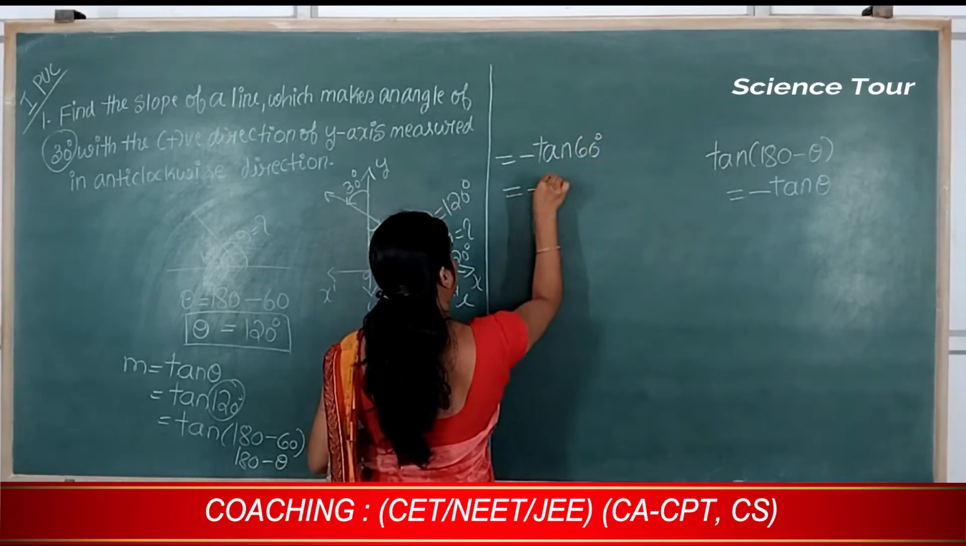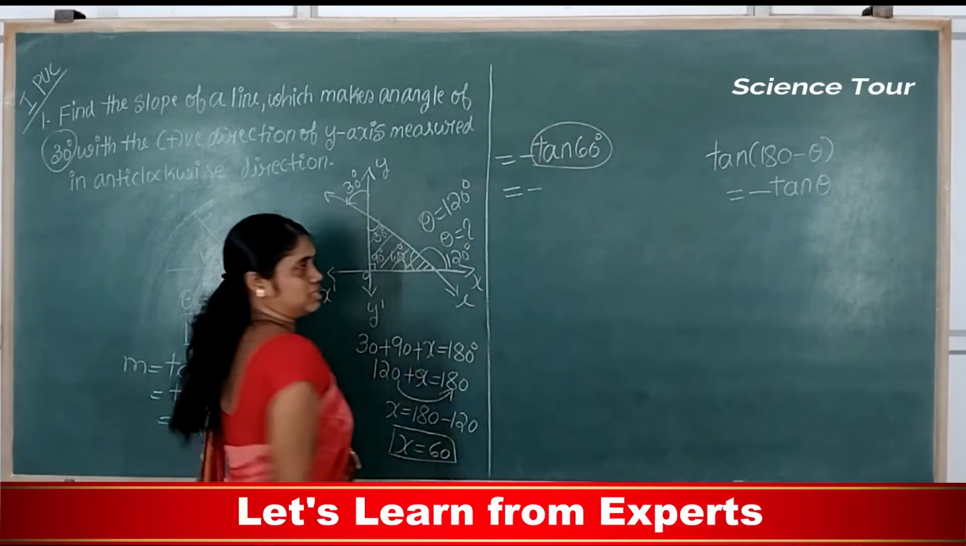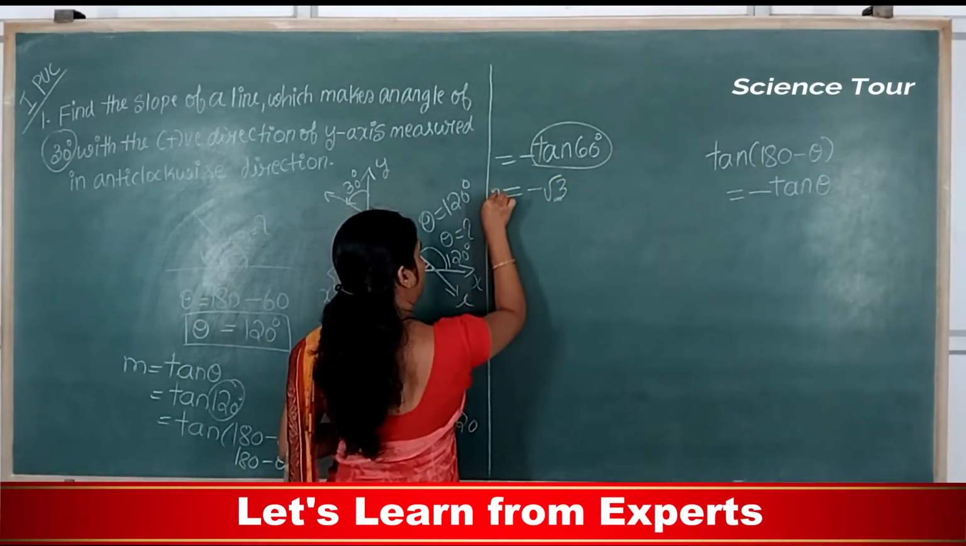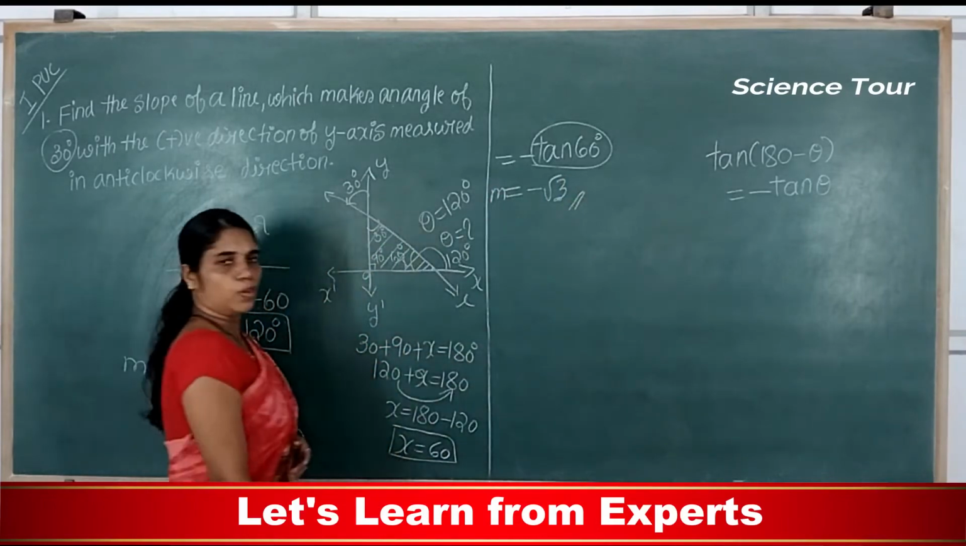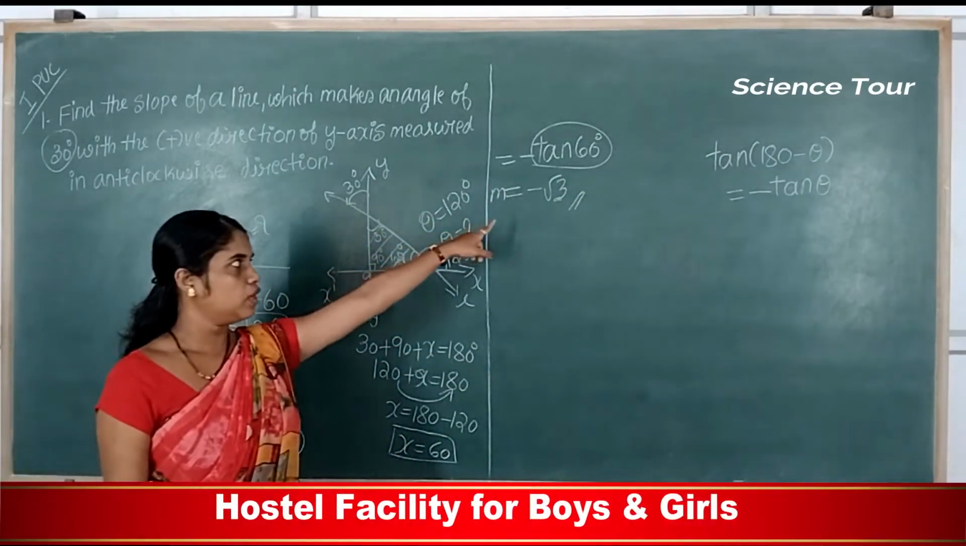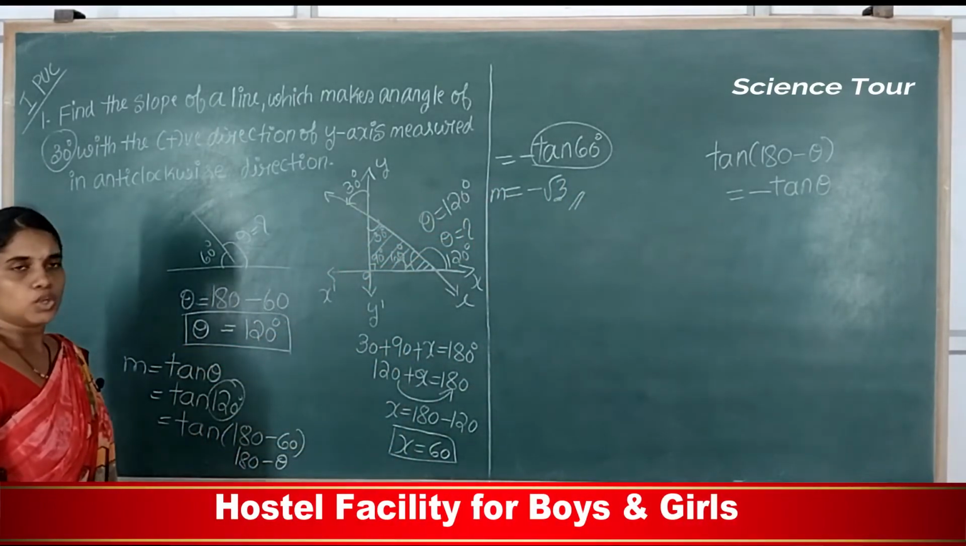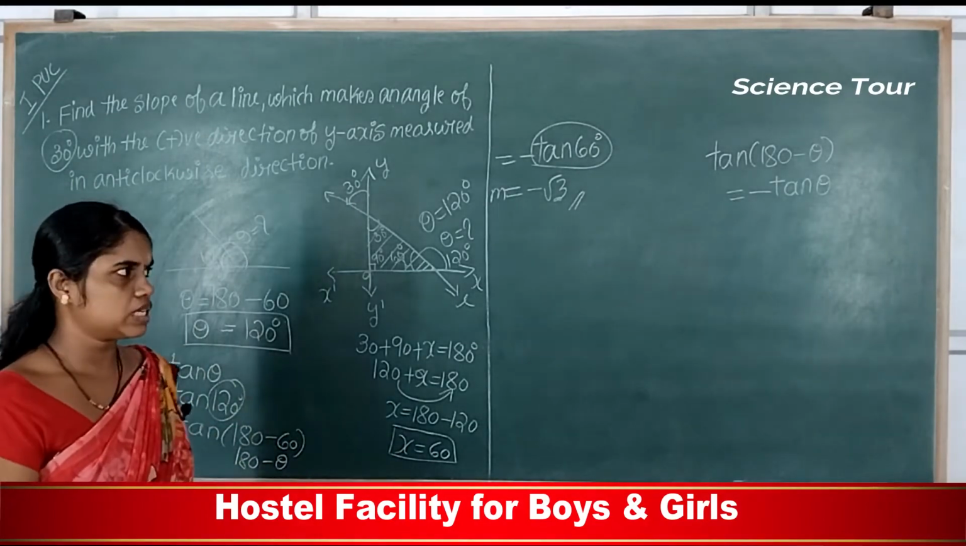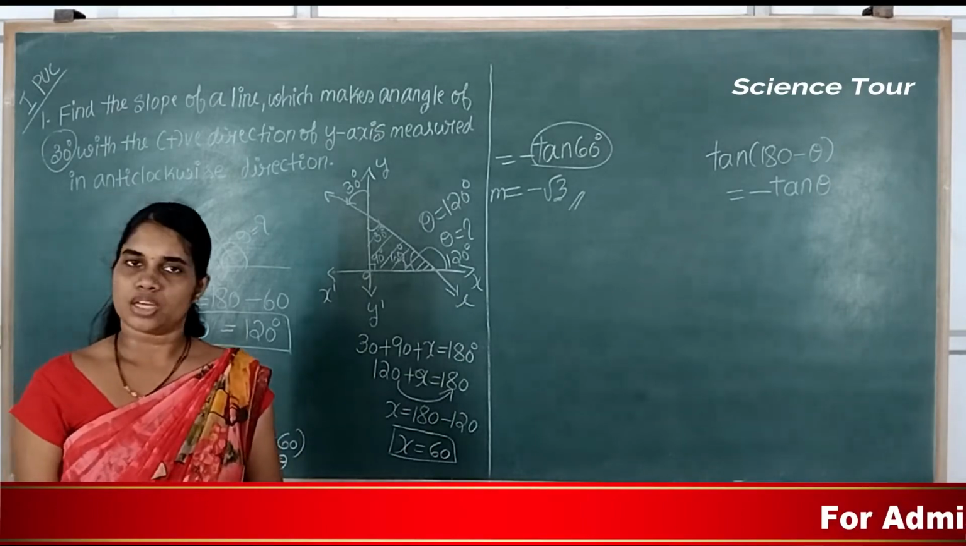So what is the value of tan 60? Tan 60 is equal to root 3. So what is the value of the required slope? The required slope value will be equal to minus root 3. Okay, so this is an important question. Sometimes they will ask it for 1 mark or sometimes for 2 marks.